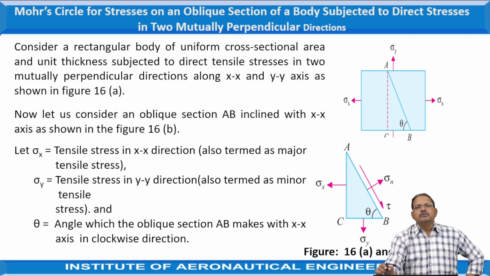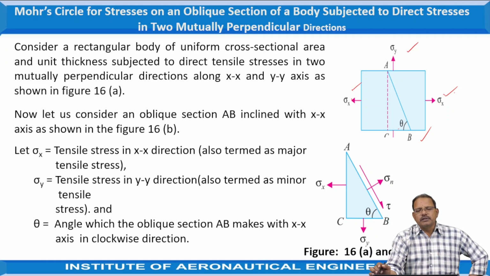It is subjected to two direct stresses which are mutually perpendicular to each other. That means one is along the x-axis, one more is along the y-axis. The stress acting on the object along the x-axis is represented as sigma x. Similarly, along the y-axis it is sigma y, as shown in the figure. Now let us consider an oblique section CB which is making an angle of theta measured in clockwise direction as shown in the figure.